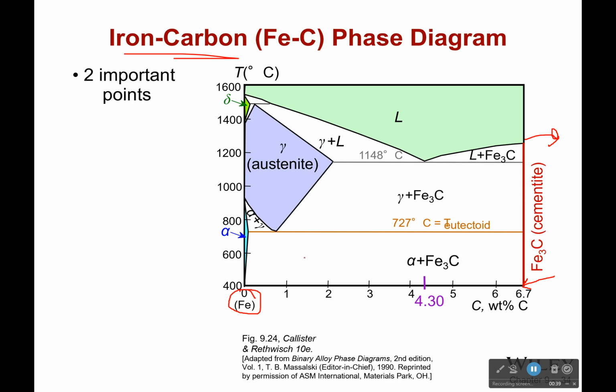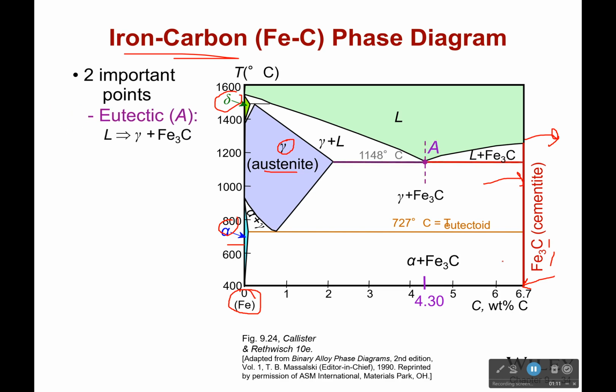The regions that are actually interesting to us are these three regions right here, the delta, the gamma, and the alpha. Gamma is austenite, the alpha is ferrite, and we'll get onto the delta's name later. So, with that being said, one other thing to think about is that this is a line right here. It is an intermetallic compound called cementite. 3 iron atoms, 1 carbon. And it's there because of stoichiometry.